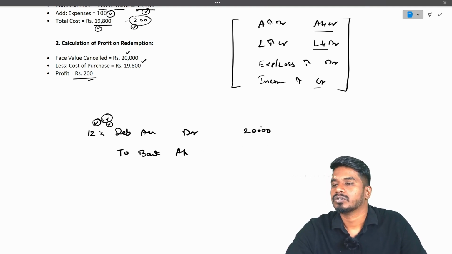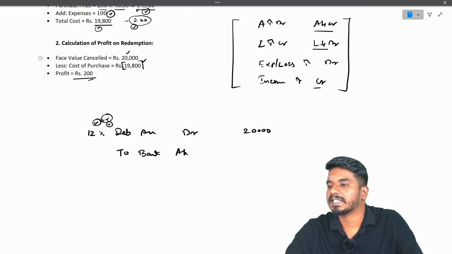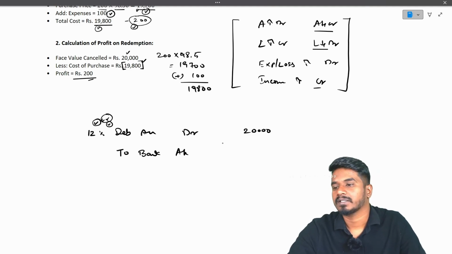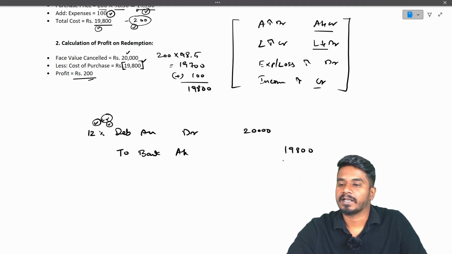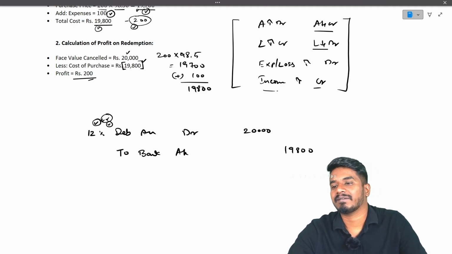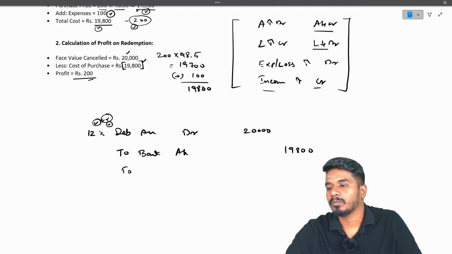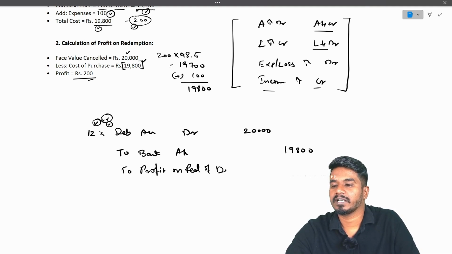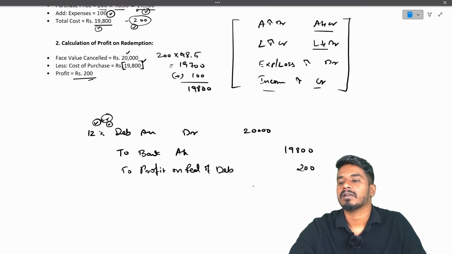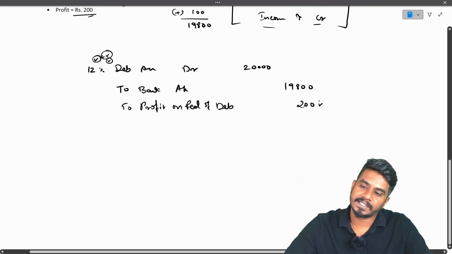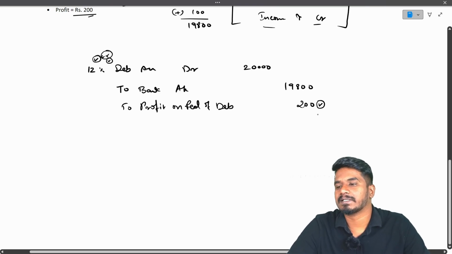At what amount are we purchasing? At 19,800. That is 200 debentures into 98.5 equals 19,700, along with the expenditure of 100, 19,800. The remaining 200 is profit. If income increases, we credit it to profit on redemption of debentures, which is 200 rupees. Now we need to transfer this additional 200 rupees to the capital reserve at last.